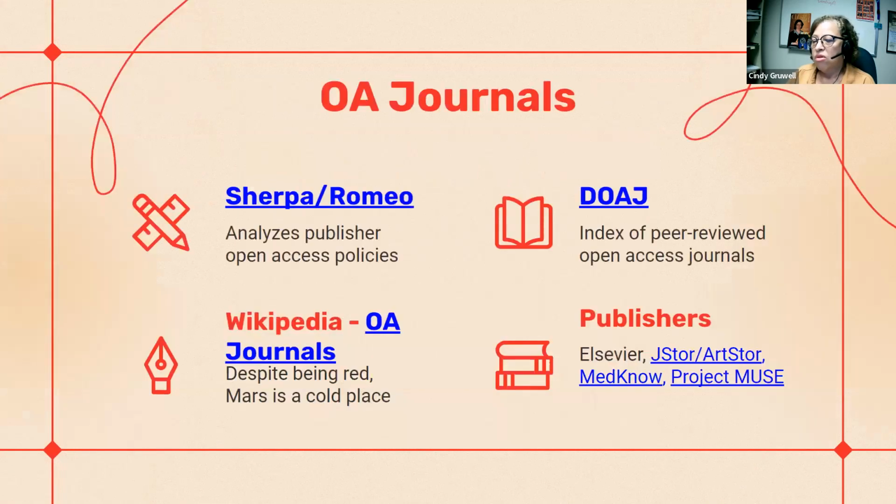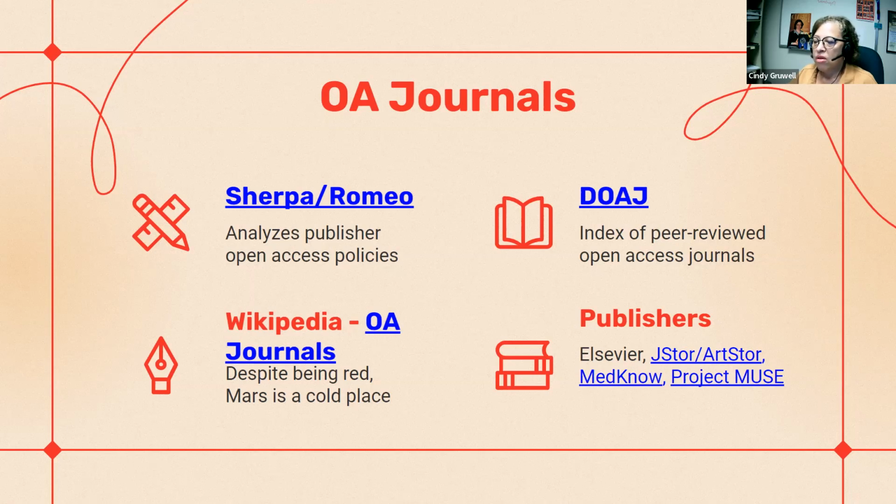So discovery tools. There are a lot of resources that you can use when you're looking for open access articles, but there are some that are going to really give you a lot more information than others, and you may be familiar with these. There's Sherpa Romeo, which analyzes publisher open access policies. The DOAJ is a directory of open access journals, and that would include journals that are green as well as gold.